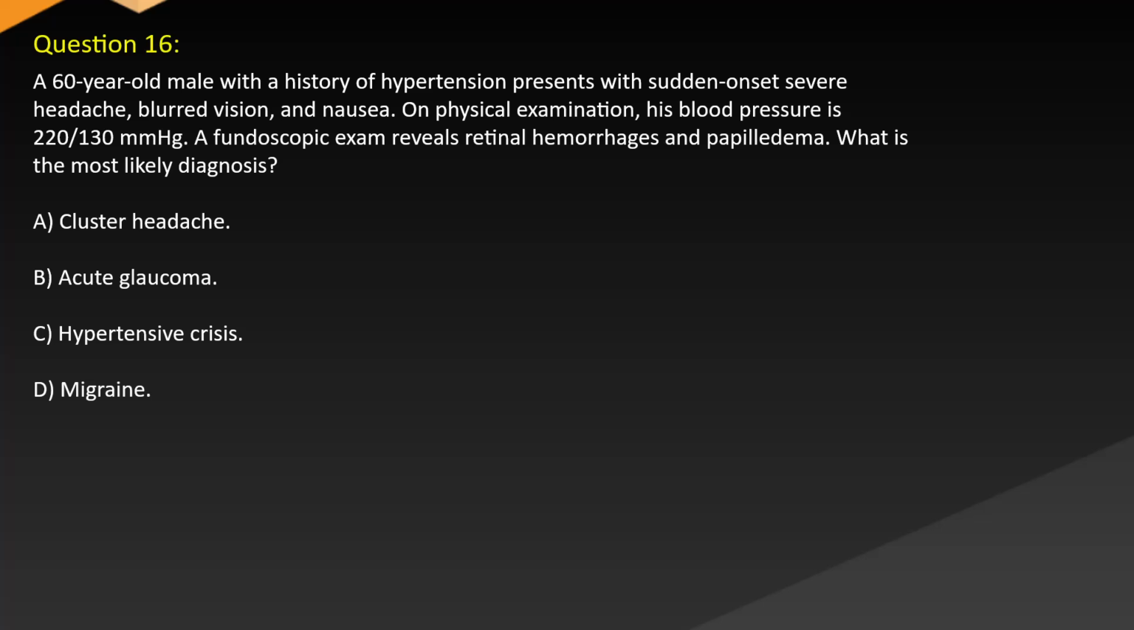Question 16. A 60-year-old male with a history of hypertension presents with sudden onset severe headache, blurred vision, and nausea. On physical examination, his blood pressure is 200/130. A fundoscopic exam reveals retinal hemorrhages and papilledema. What is the most likely diagnosis? A. Cluster headache. B. Acute glaucoma. C. Hypertensive crisis. D. Migraine.